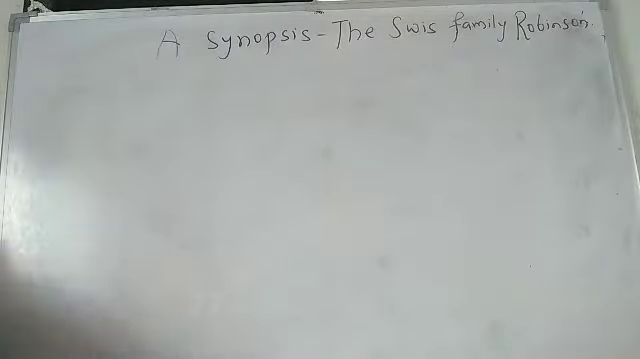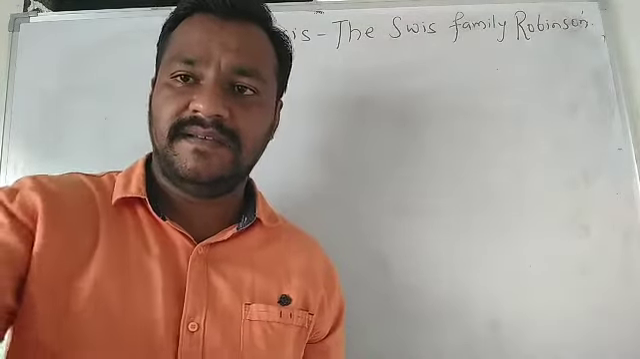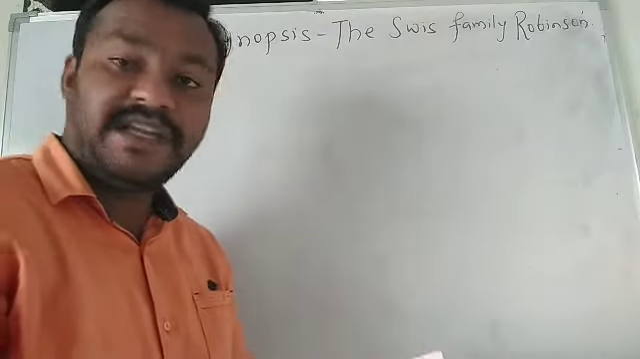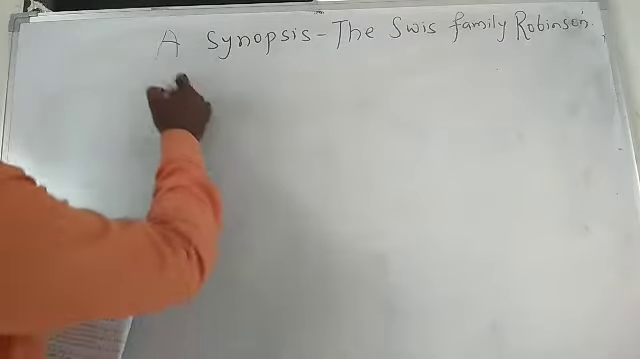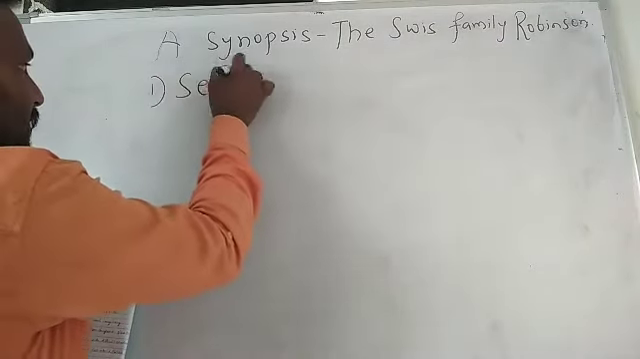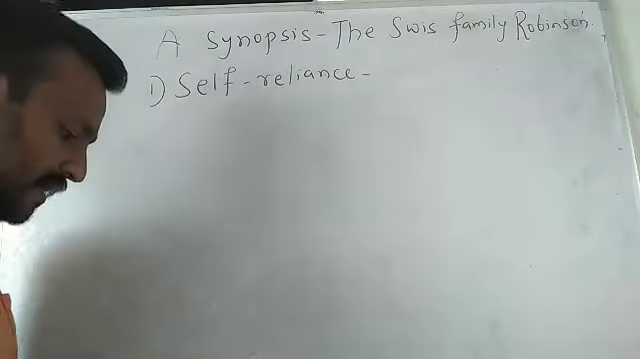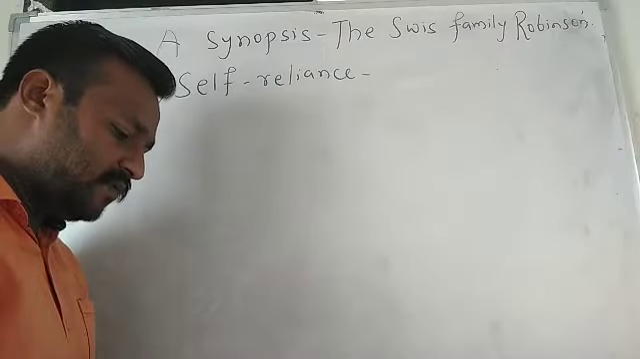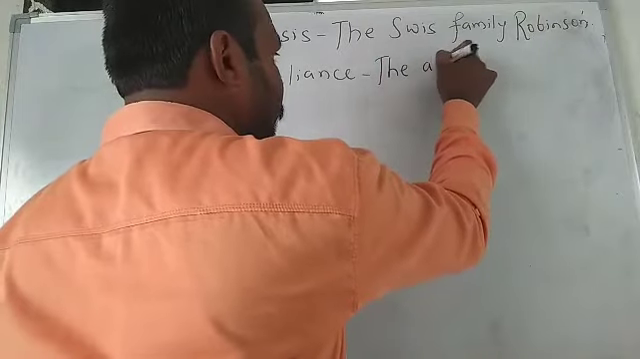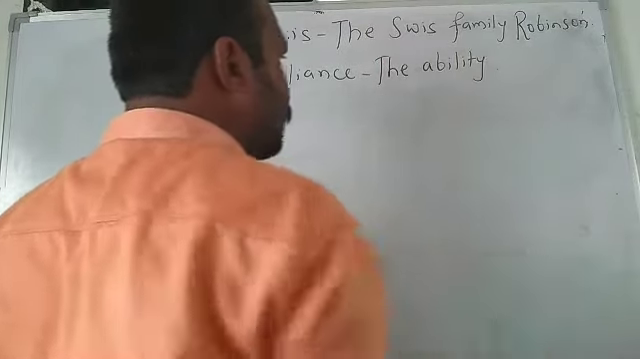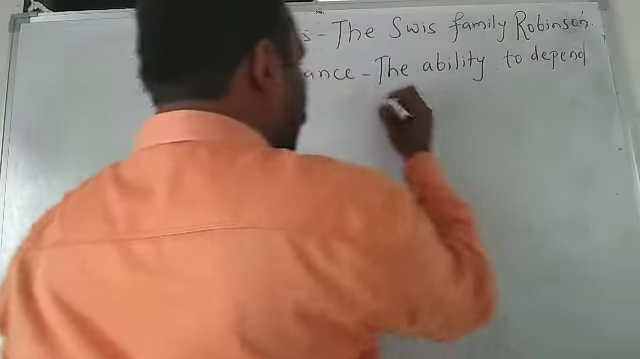So in this story I have got some words. Let's start this story by giving some meanings of words. You also have to write down these words. First word which I have found is self-reliance. The meaning of this word is the ability to depend on yourself.